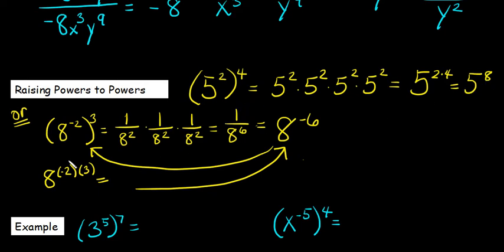Or what if you have a negative exponent? And I went ahead and wrote this out for you. Since it's the negative exponent, we know that it's 1 over 8 squared, and I have to have 3 of those. So 1 over 8 squared times 1 over 8 squared times 1 over 8 squared equals 1 over 8 to the 6th, which if we put it back up is 8 to the negative 6. But look what we could have just done. We could say negative 2 times 3. Just like up here we did 2 times 4.